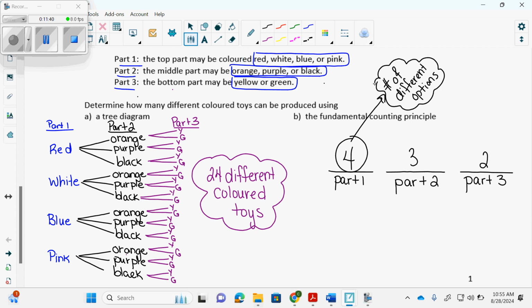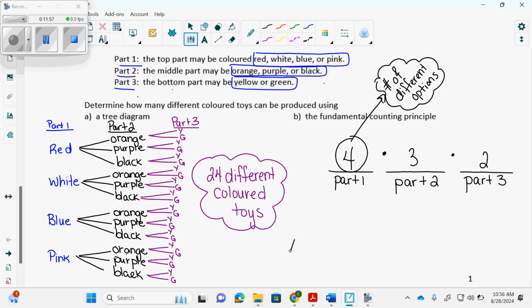Right? Now, I know the answer is 24, correct? Because we just did it as a tree diagram. How can I use 4, 3, and 2? What mathematically can I do with them? Yeah. Multiply. Now, multiplying them gets 24, which is true. But why do I multiply? This is the key thing.